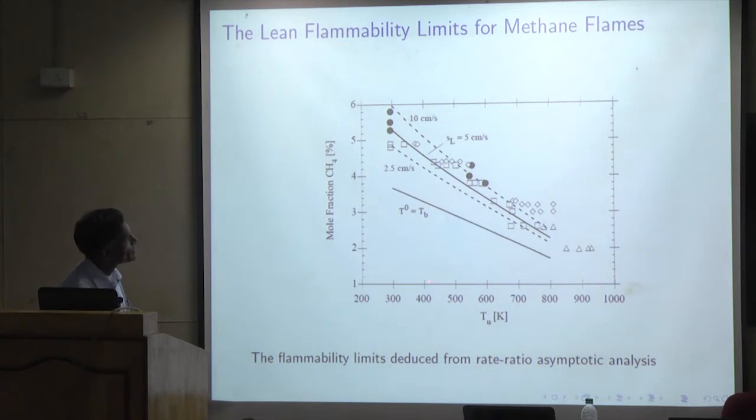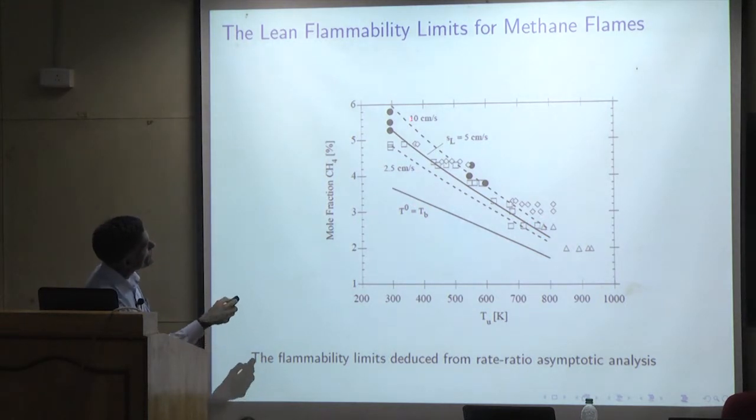Now here is the plot. You can see that TB minus T naught gives you this expression, okay? Now these are the experimental data for the flammability limits. Now it turns out that there's still a disagreement, okay? So this is what we predict as a flammability limit, and that's what happens.